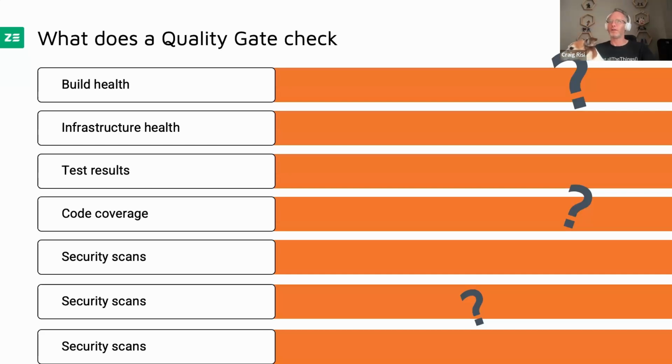So what is a quality gate check? It's quite an extensive list, but this is just a few things that you can use. And I apologize, security scans has appeared here multiple times. But essentially it can check things like your build health and your infrastructure health. So build health: did it build okay? Your infrastructure health: is your test environment itself actually healthy? What are the test results? Let's have a look at that. Is there code coverage? Have we got security scans? Have they run? Those are the type of things that you would typically want to check within your quality gates.